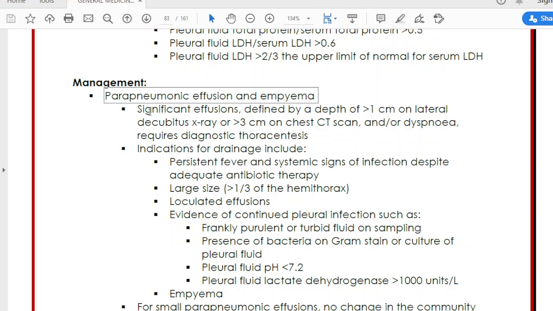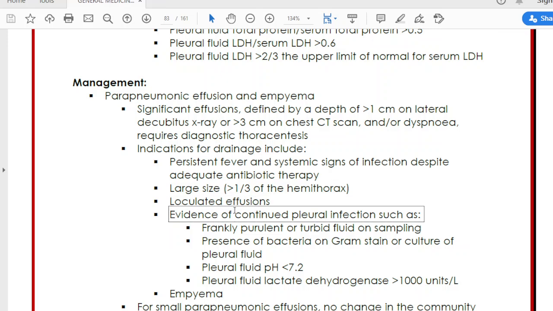Management. Parapneumonic effusion and empyema. Significant effusions, defined by a depth of greater than 1 cm on lateral decubitus X-ray or greater than 3 cm on chest CT scan, and/or dyspnoea, require diagnostic thoracentesis. Indications for drainage include persistent fever and systemic signs of infection despite adequate antibiotic therapy, large size, greater than 1/3 of the hemithorax, loculated effusions.